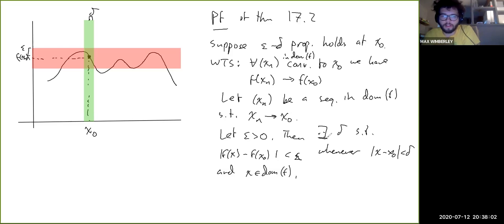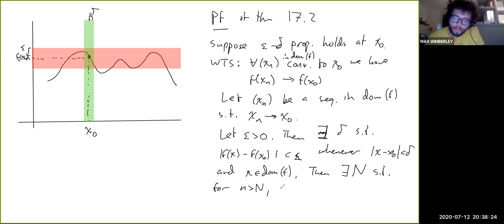Okay, so now we have our delta. That's basically our target of how close we have to get to x naught. So then we just have to use the fact that xn converges to x naught to make it be within delta from x naught, right? So then there exists a capital N such that for n greater than capital N, xn minus x naught is less than delta, right? But then, we just have f of xn minus f of x naught is less than epsilon, right?